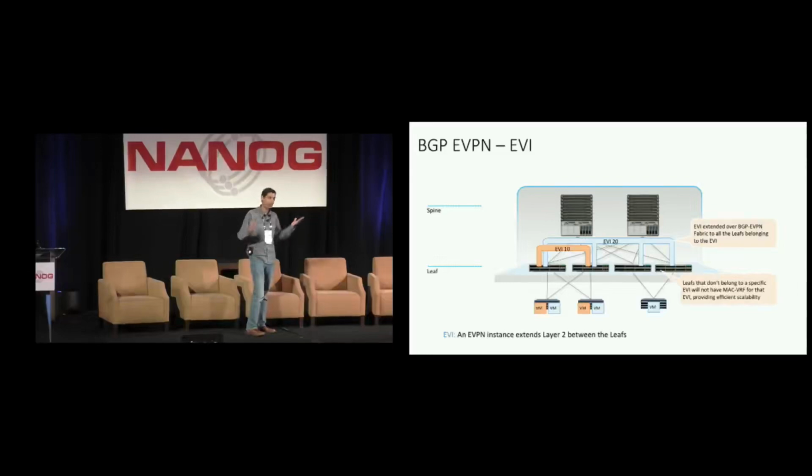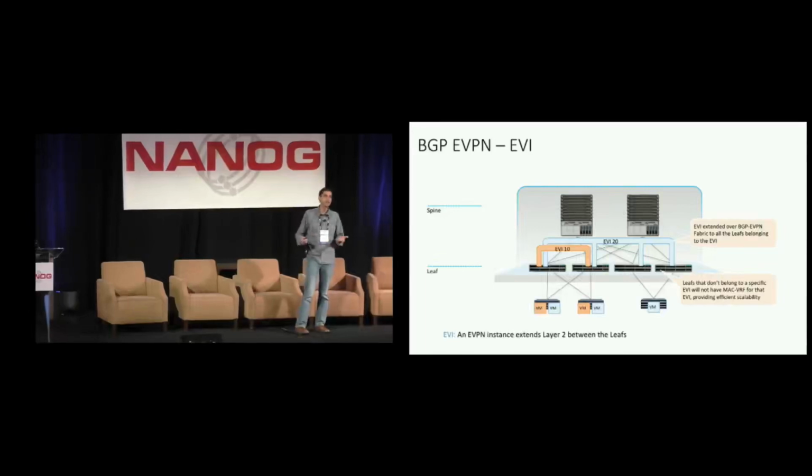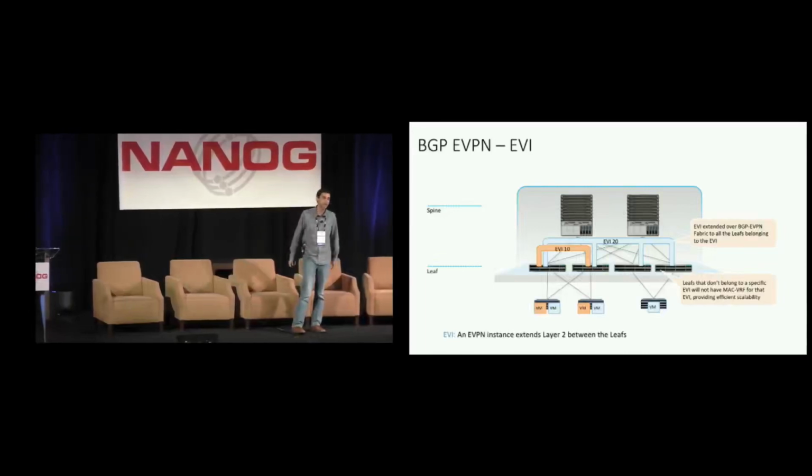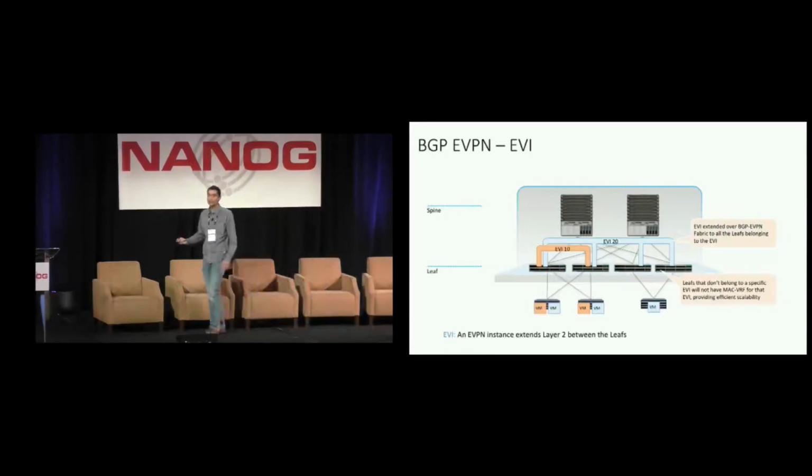So the EVI or the MAC VRF for any given VPN overlay or a layer 2 VPN instance would be present only on the leaves that participate in that VPN, and only those leaves would have the corresponding MAC VRF or the EVI configured. Any other leaves in the data center that are not part of that specific EVPN would not have the corresponding EVI or the MAC VRF present.